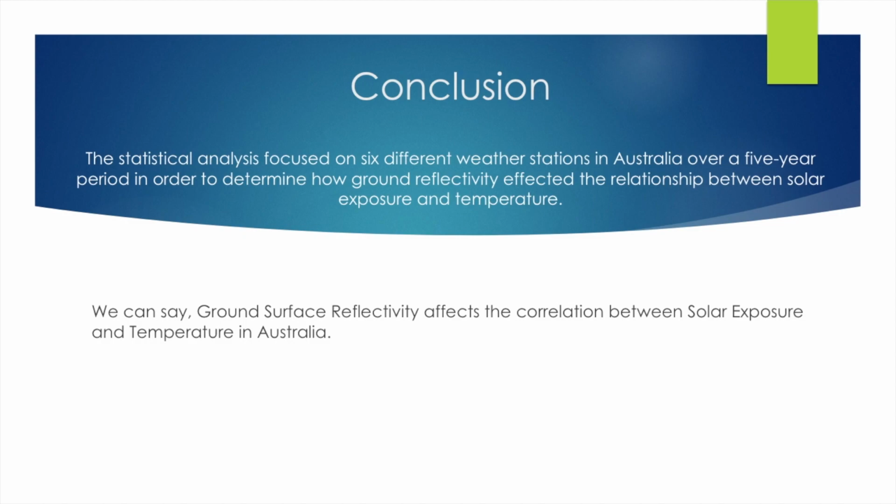We see this reflected in the data for the coastal weather stations. Minimum temperatures were recorded higher than those from the inland weather stations, with the maximum temperatures recorded lower at the coastal weather stations than at the inland. Therefore, we can say ground surface reflectivity affects the correlation between solar exposure and temperature in Australia.